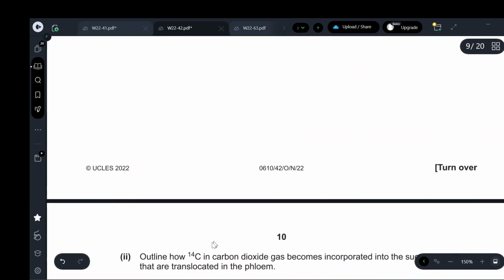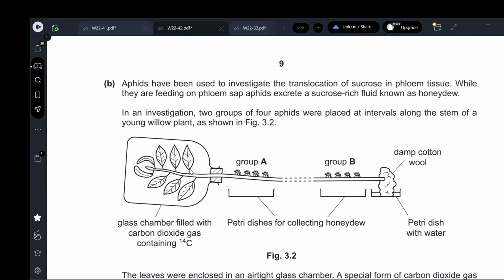First question. Outline how carbon dioxide gas becomes incorporated into the sucrose molecules that are translocated. How does the carbon dioxide gas around the leaves become inside the sucrose that is translocated in the phloem?